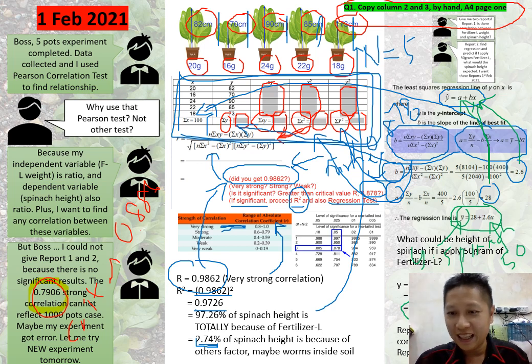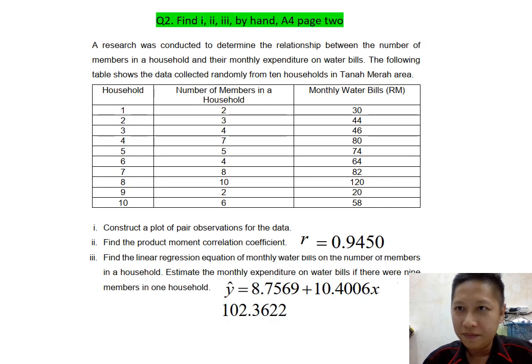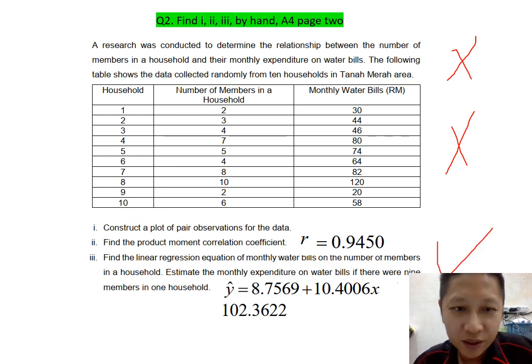Let's go to another slide. Oh, it is our tutorial session. What you need to do for your tutorial, this is your question 2. You're going to find 1, 2, 3 by hand on your second A4 paper. No need to copy the question. Okay, later on you just solve 1, 2, and 3.